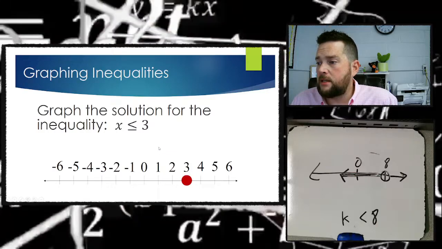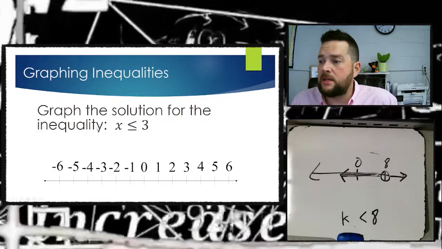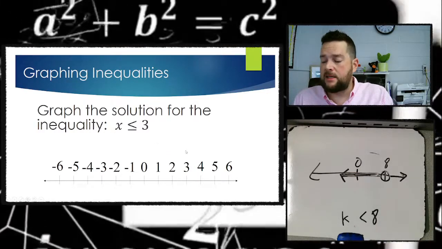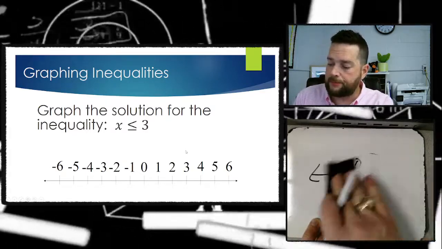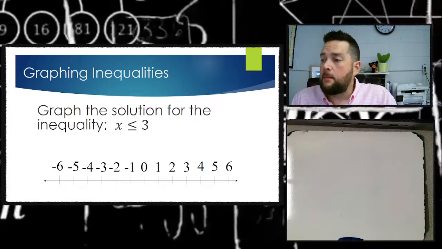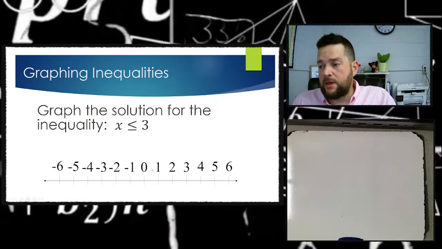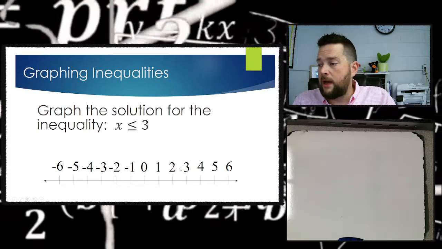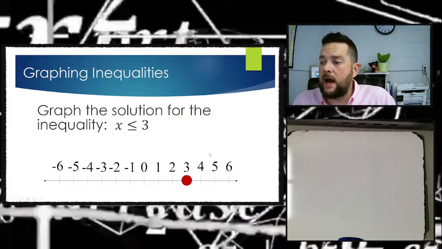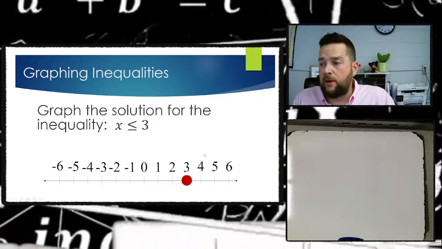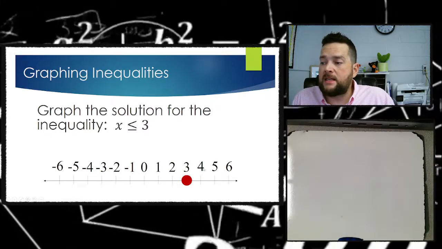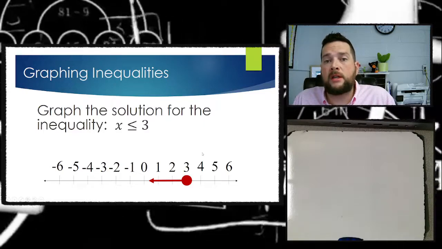So let's go on to this one right here. I want you to graph this solution for x is less than or equal to 3, all right? Because I see an equal sign, I'm going to start with the number line. It has to include 0 and 3. Because I see an equal sign, I'm going to put a closed circle at 3. And because there's a less than symbol, I'm going to have an arrow going to the left.